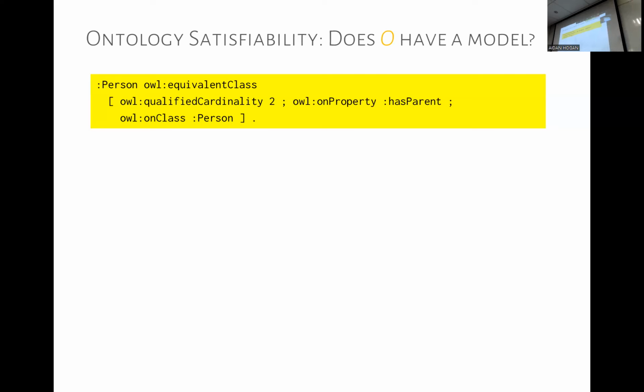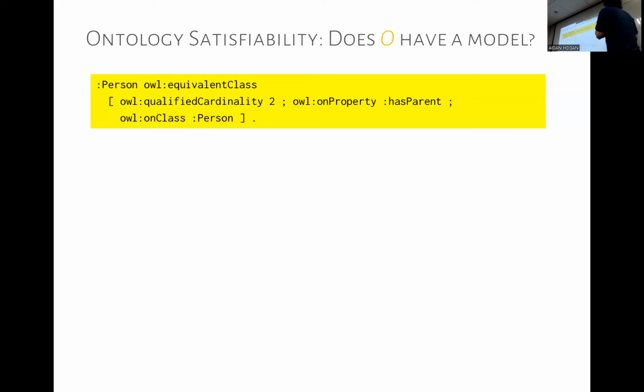So what is satisfiability? It asks, does O have a model? Essentially, it's asking, is O consistent? An inconsistent ontology, an ontology that contradicts itself, has no model. So, does O have a model?